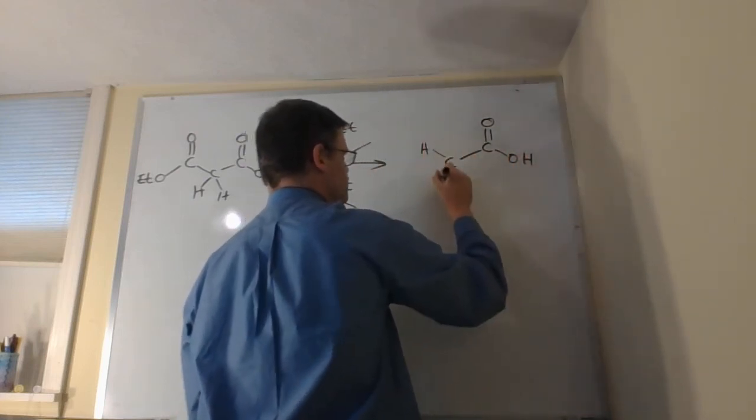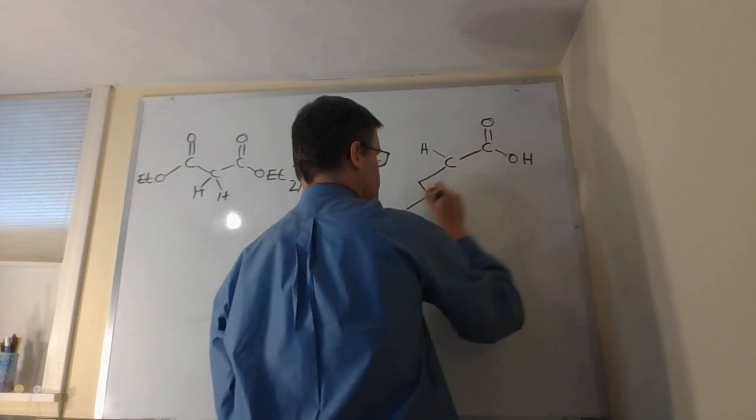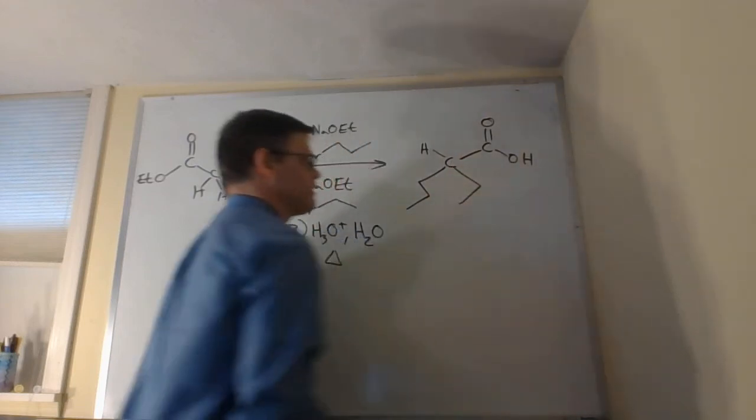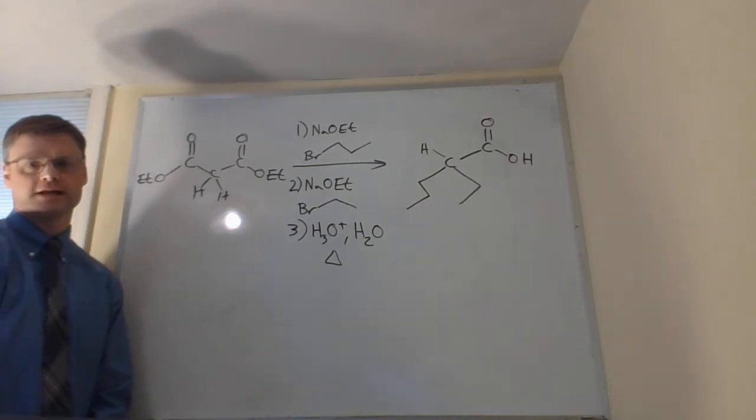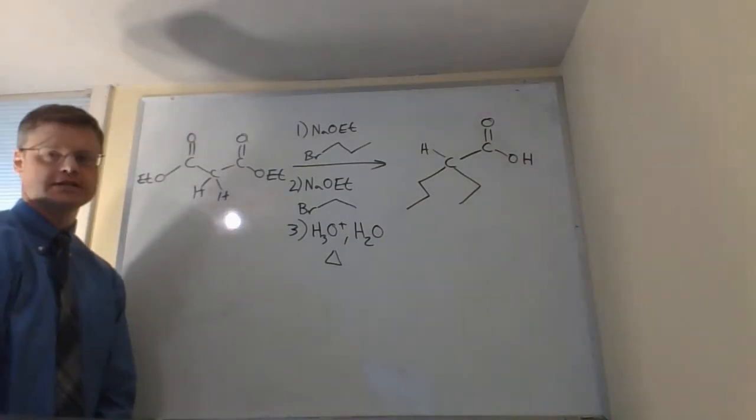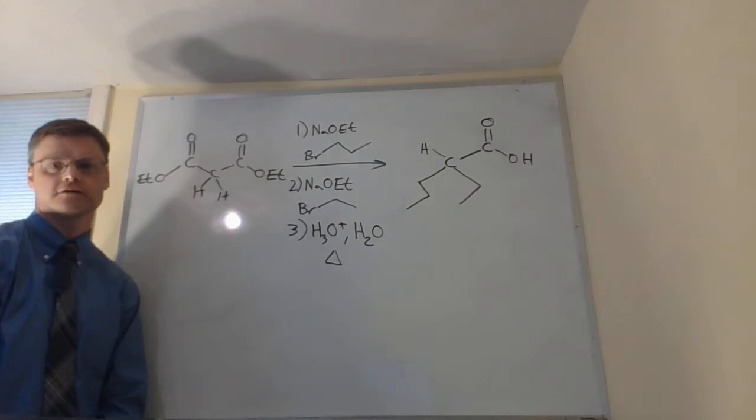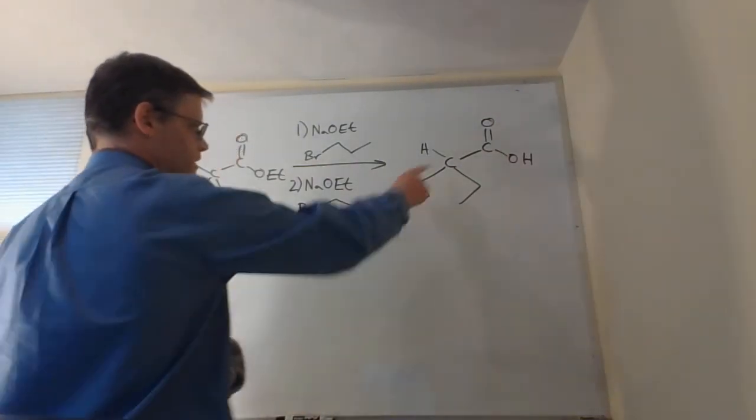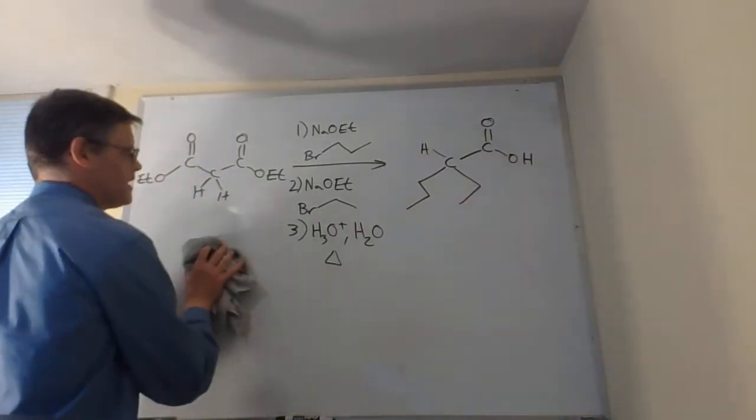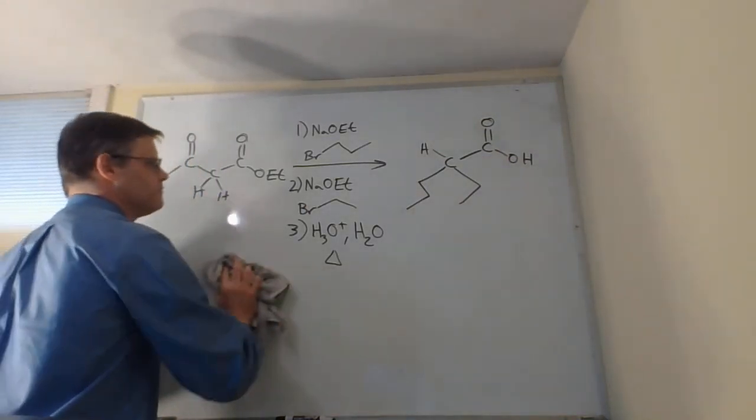We've got a hydrogen here. And then we put on a propyl group and an ethyl group. So that's a dialkylation. We can use different alkyl groups if we want to. And then we can also make a ring here. And I think I have time enough to show you how we might make a ring.